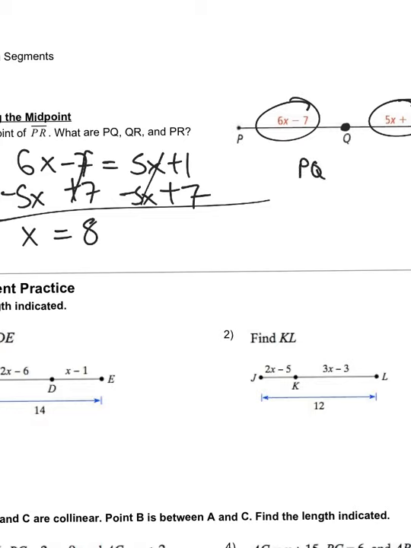Now to find PQ, we do 6 times 8 minus 7. And to find QR, we do 5 times 8 plus 1. We're going back to PQ. 6 times 8 is 48, minus 7 is 41. 5 times 8 is 40, plus 1 is 41. And to find what PR is, you just add those two together. 41 plus 41 is 82. So PR is, in fact, 82.